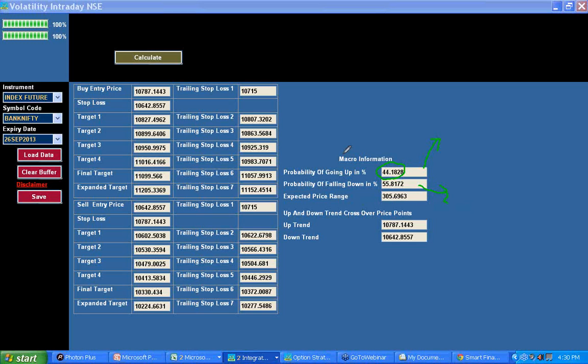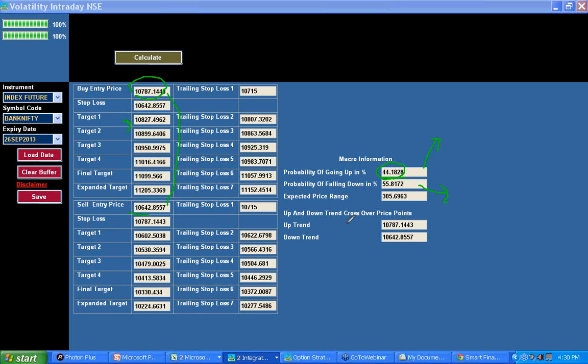You can ask how to use it. Suppose you got a buy entry at 10,787 and your stop loss is placed at 10,642. But the probability of going up is 44%. So you must suspect that breakout. Though I am getting a buy entry, the chance of going up is only 44%, so I may get a false breakout, may not achieve the first target, and may slip back down to the selling entry price.